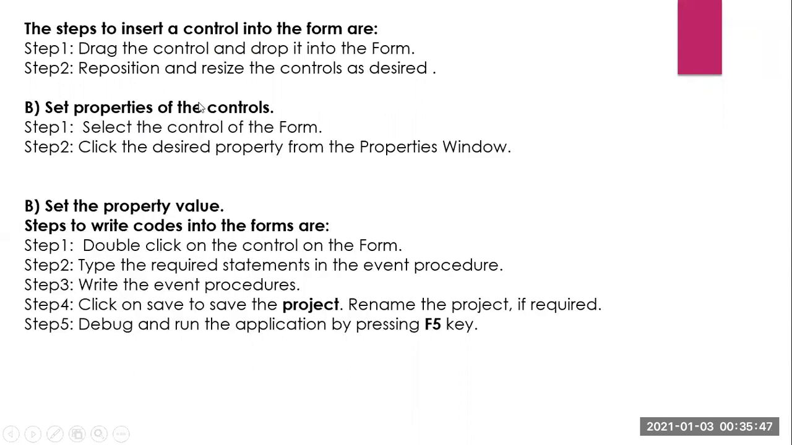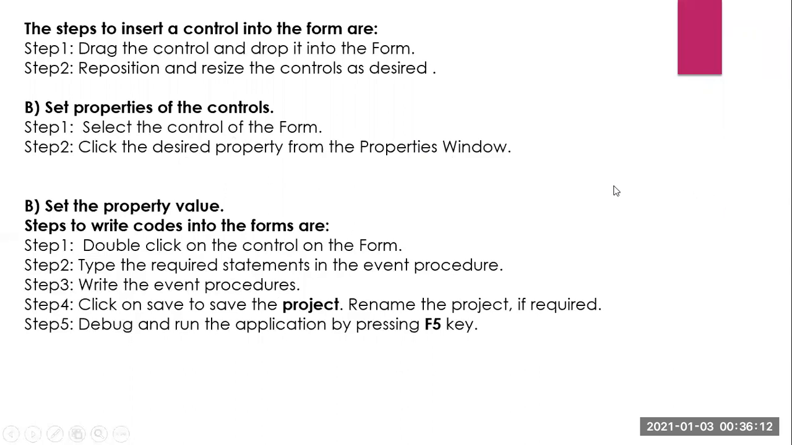Next you set the properties of controls. Now that I've added the controls, I need to assign the properties, right? What steps are included? You select the control on the form. Then you click the desired property in the properties window you have available.